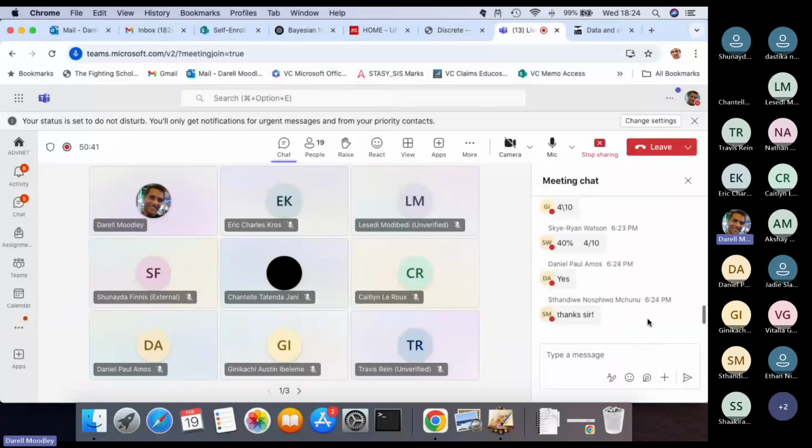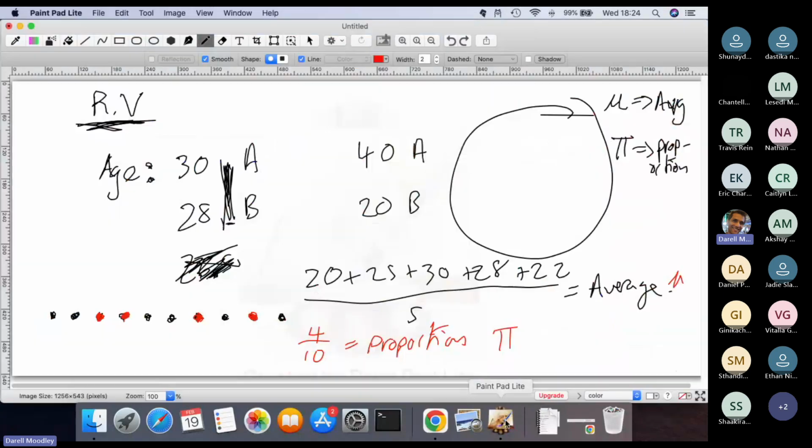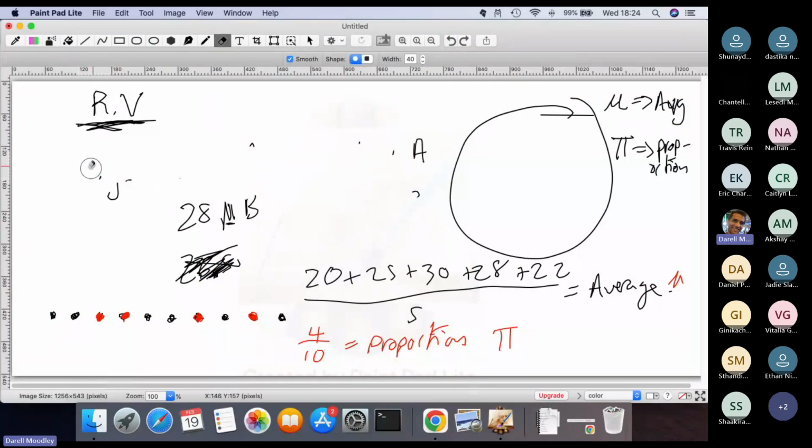Let me see any other questions. All right, all good. No worries. Okay, so let's get back to the variable types. Let me just clear this out and then clear a new board.